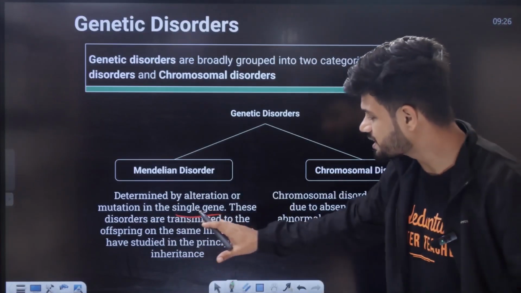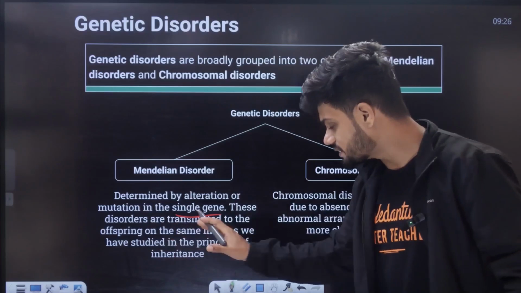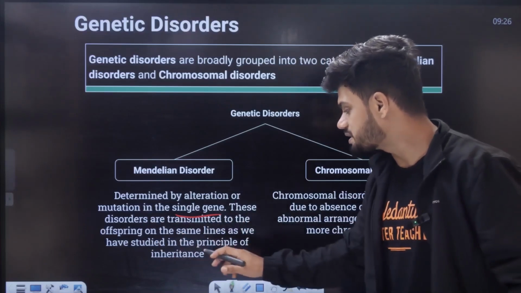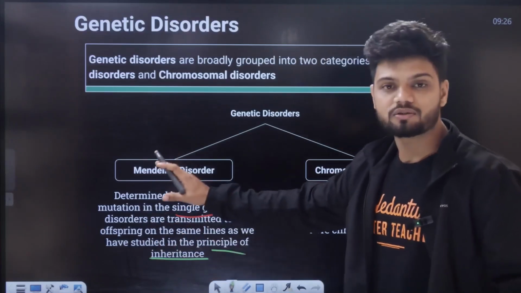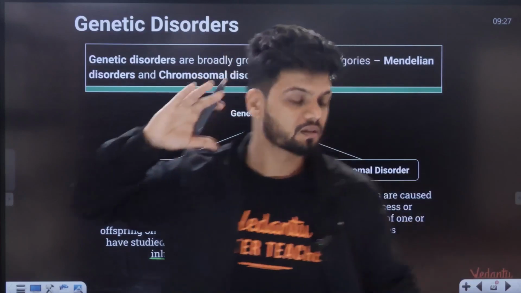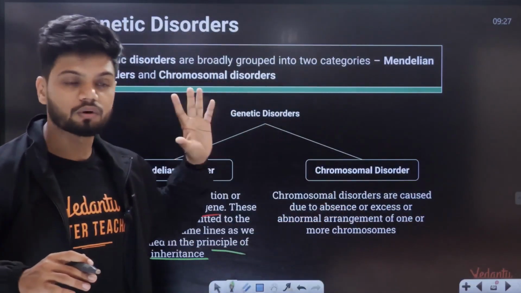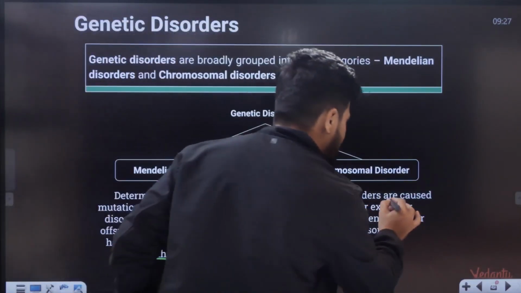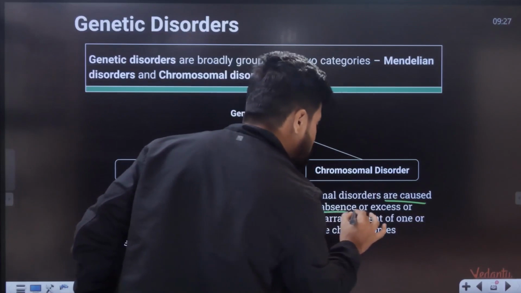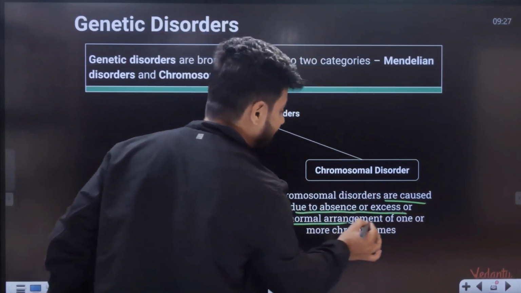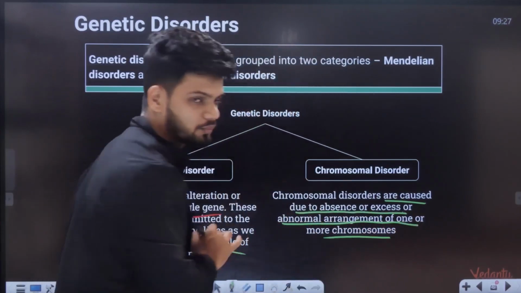These disorders are transmitted to the offspring on the same lines as we have studied in the principles of inheritance. So Mendelian disorders follow the Mendelian principles. The other one is chromosomal disorders. Chromosomal disorders are caused due to absence or excess or abnormal arrangement of one or more chromosomes.